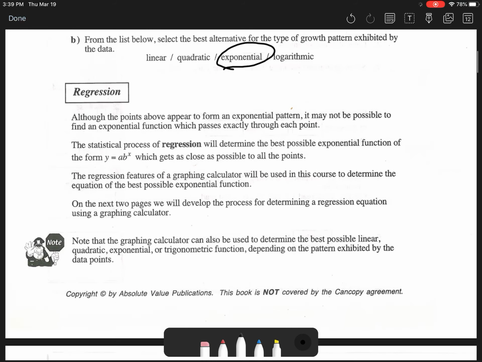Moving on. So like I mentioned at the beginning of the lesson, what we're basically going to discuss today and review is regression, which we can see right here in that bolded word. And basically we're going to apply that to exponential functions, which take on this form, and log equations, which we studied last lesson. The regression features of the graphing calculator will be used in this course to determine the equation of the best possible exponential function.